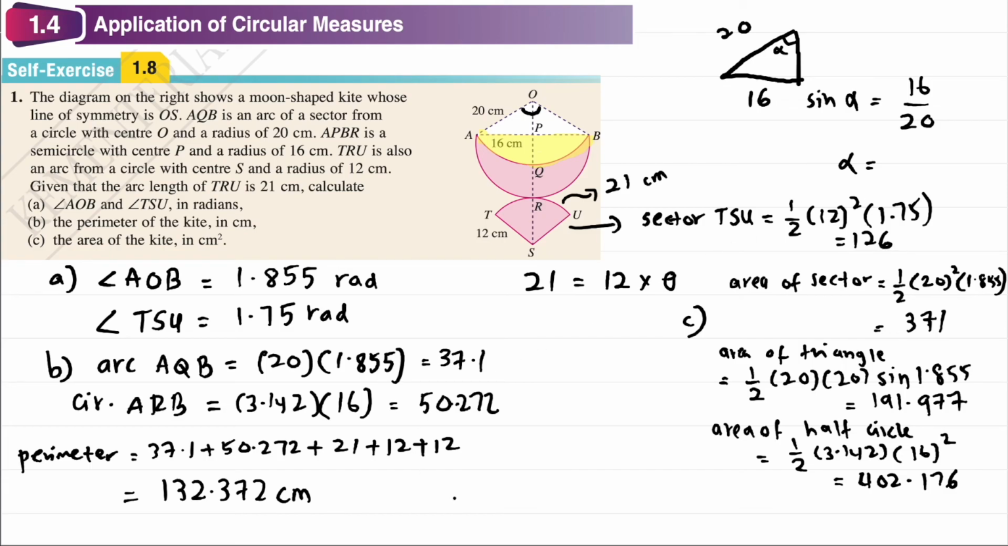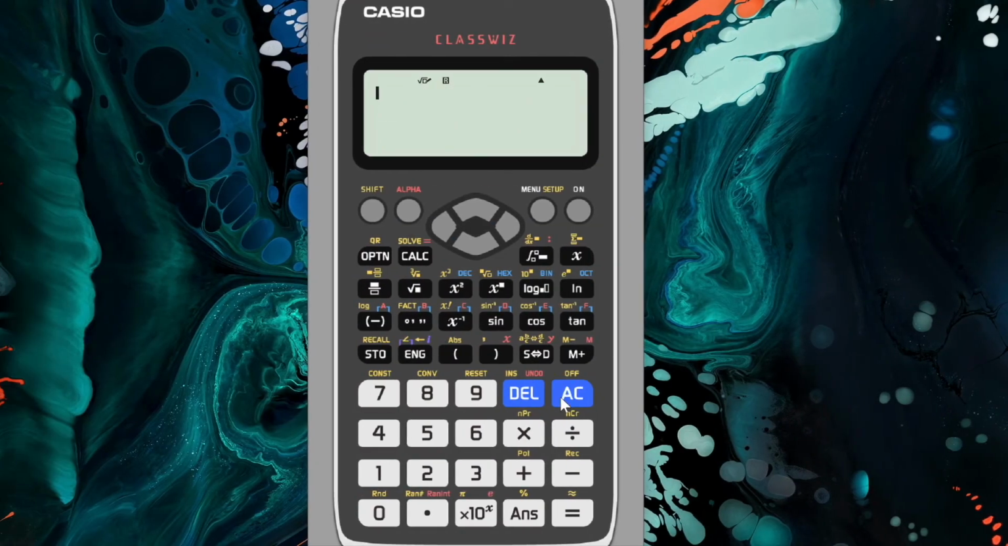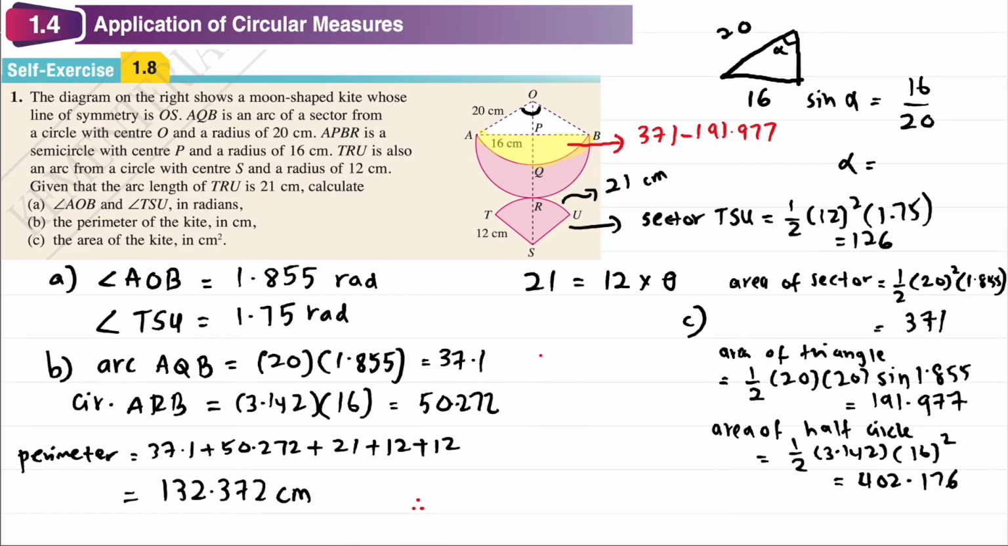So lastly, our conclusion. To find the area, find the segment first. The area of segment, the yellow segment, is the sector 371 minus the area of triangle above, 191.977. 371 minus 191.977, you will get 179.23.